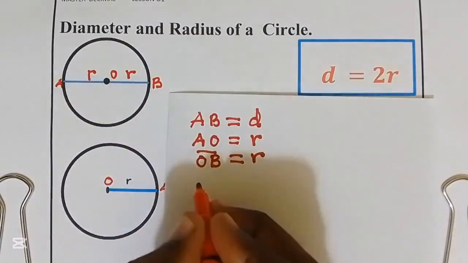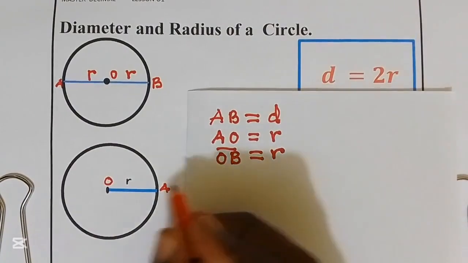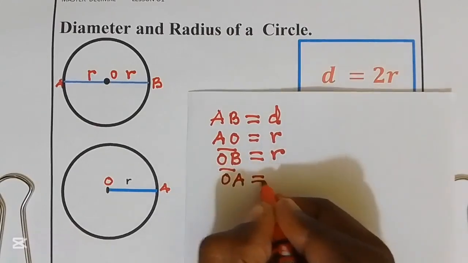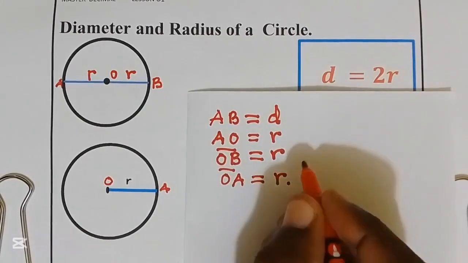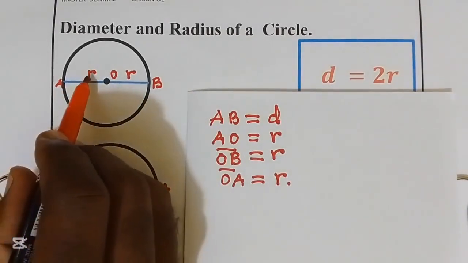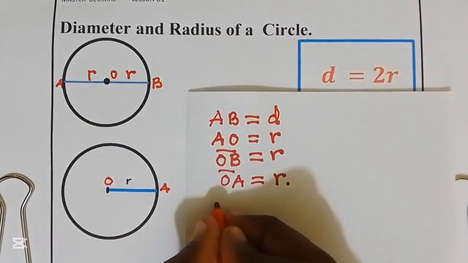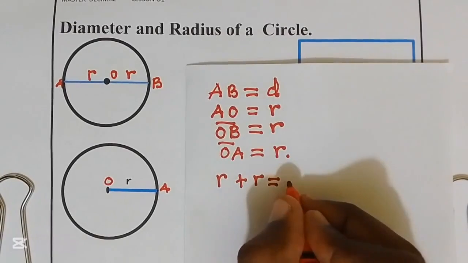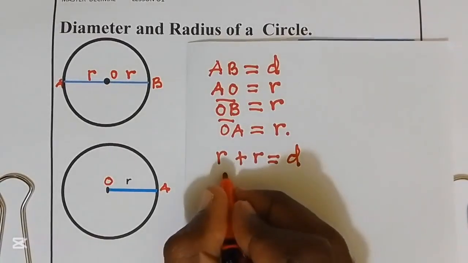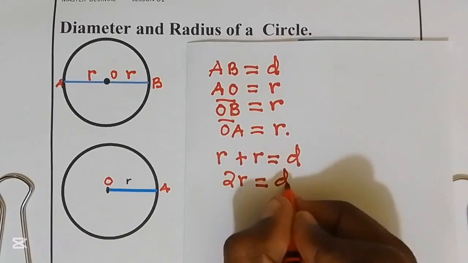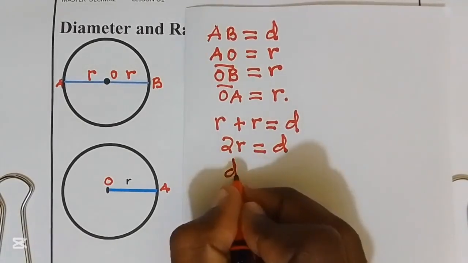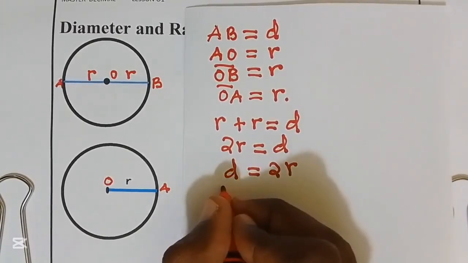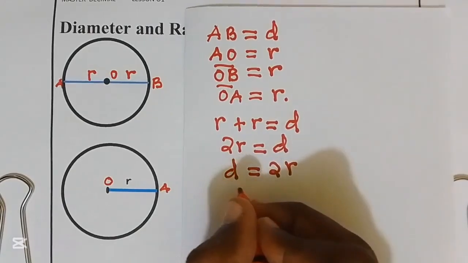This is a radius. And for the other circle, the distance OA is also equal to the radius. Now, from the first circle, if we take R plus R, we get D. That is, a radius plus a radius gives us the diameter. 2R is equal to the diameter. So the diameter is equal to 2 multiplied by the radius. This is the relationship between the radius and the diameter.